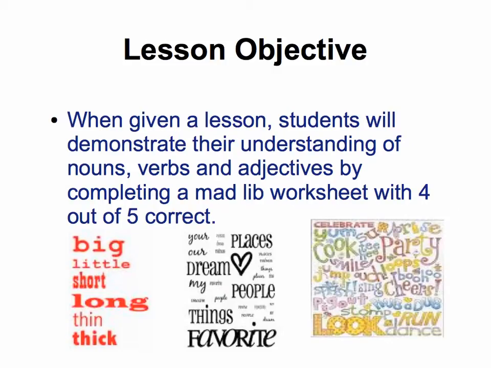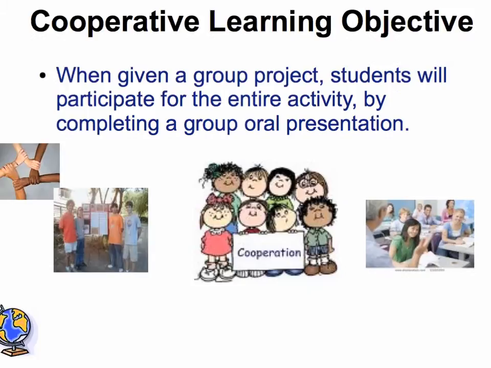The lesson objective I focused on was: when given a lesson, students will demonstrate their understanding of nouns, verbs, and adjectives by completing a Mad Lib worksheet with 4 out of 5 correct. The cooperative learning objective: when given a group project, students will participate for the entire activity by completing a group oral presentation. So at the end, my assessment will be whether or not the student participated in the entire activity, including the oral presentation in the end.